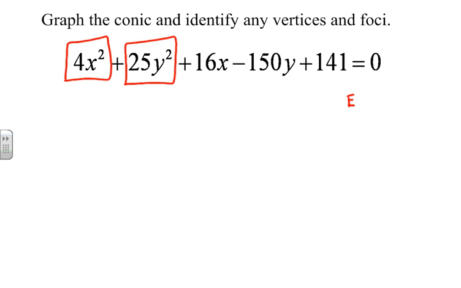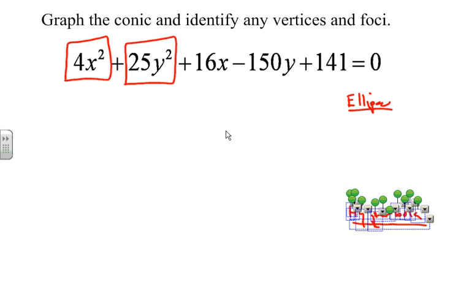Now, because both x and y are squared, we know it's going to be either an ellipse or a hyperbola. All right, an ellipse or a hyperbola. Now, there's a slight difference between the two, and I think that really helps you out when you think about the difference.